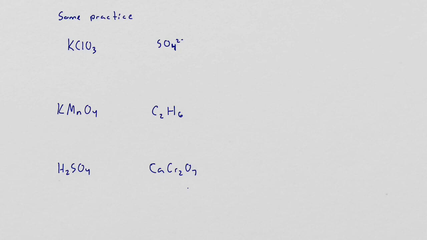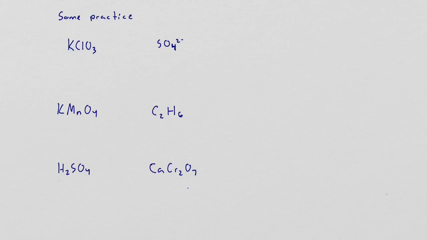So what I'm going to do now is some practice on some ones that look a little more complicated, but it's really not that bad. What you're going to find is if there are 3 elements in there, you're going to know 2 out of the 3 and have to figure out the third one. If there are 2 elements, you're going to know 1 out of the 2. All right, so let's start with KClO3.